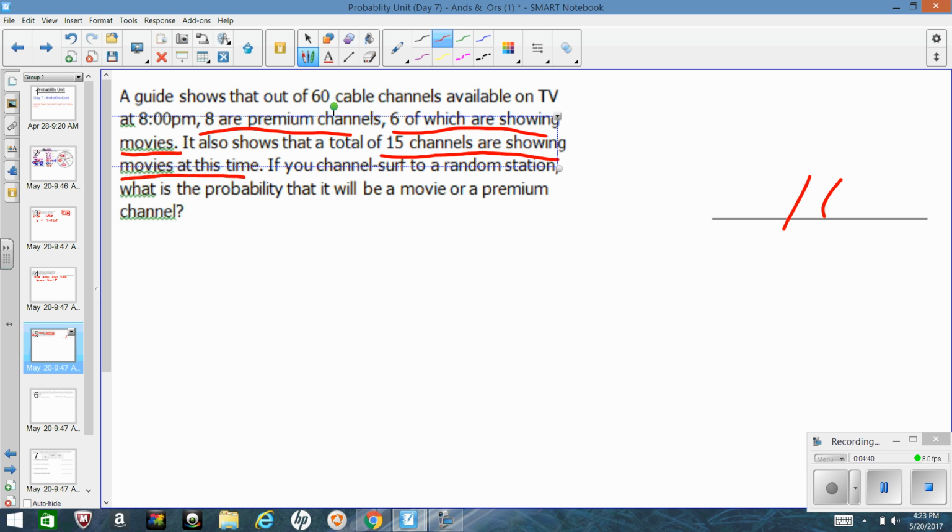So first we know it's out of 60, because there are 60 total channels. So we know that we want to find either a random station that is a movie or a premium channel. So if we look, how many are showing movies? Well, we know that there is a total of 15 movies. And we want to know how many premium channels there are.